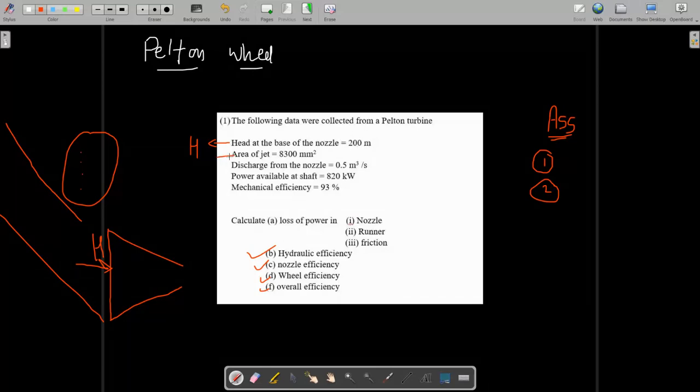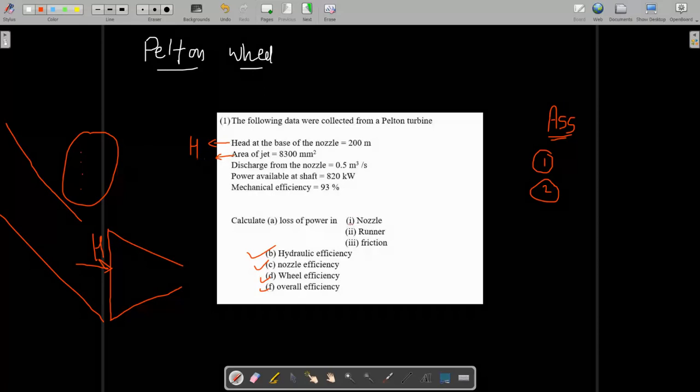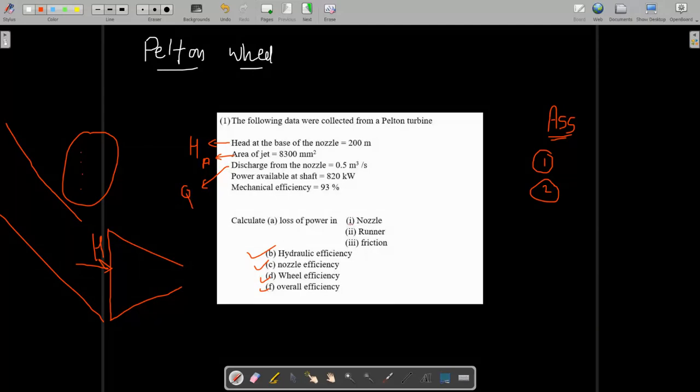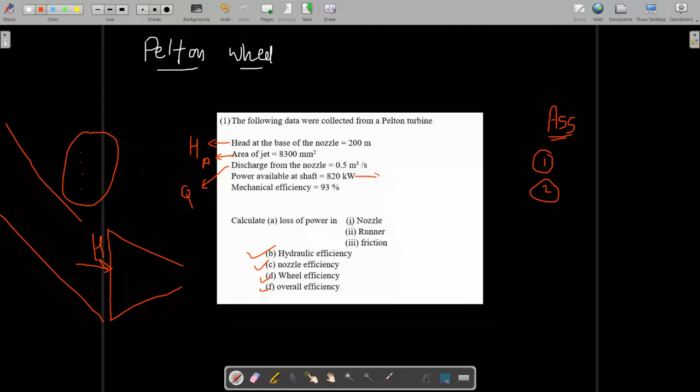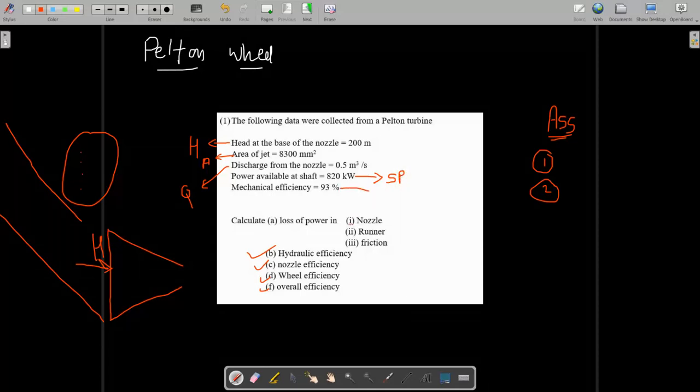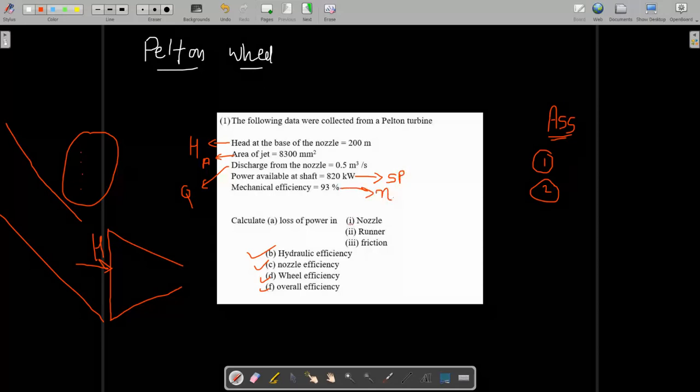The jet area is given to us, that is small a or capital A. We will write it as capital A. Discharge is given to us, that means Q is given to us. Power available at the shaft, that means shaft power, is given. And mechanical efficiency is also given to us.